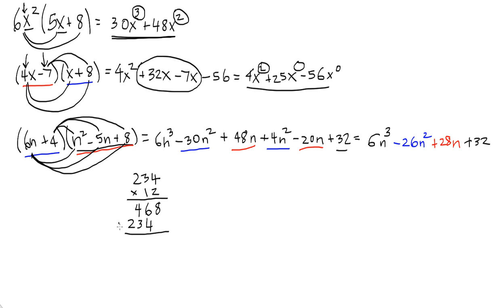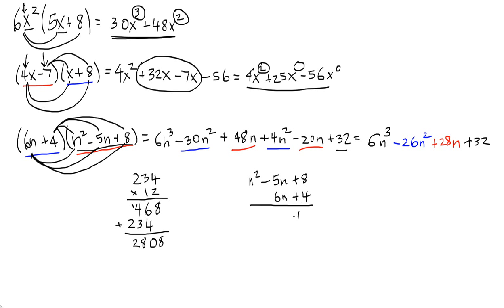And then what we did was we added these together in columns. 8, 6 plus 4 is 10. Carry the 1. 1 plus 4 is 5, plus 3 is 8. 2808. Well, actually, you can do the same thing with these polynomial problems. n squared minus 5n plus 8 times 6n plus 4. Exact same thing we just did with the numbers.